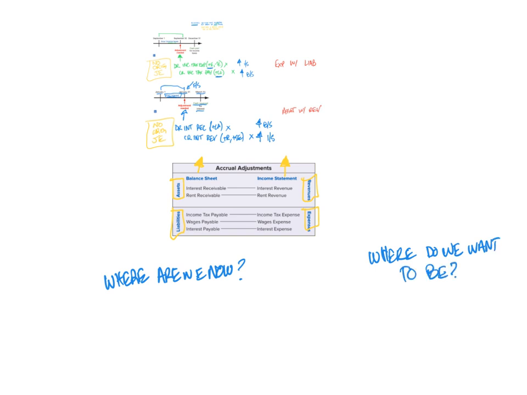In attempting to record AJEs, both deferrals and accruals, always ask yourself the question, where are we now? Where do we want to be? In other words, where do we want the records to be? And then right in between there is the AJE that's going to take us there. That is the purpose of adjusting journal entries. It is to take us from where the records currently are to where we want the records to be in consideration of the revenue and expense recognition principles.